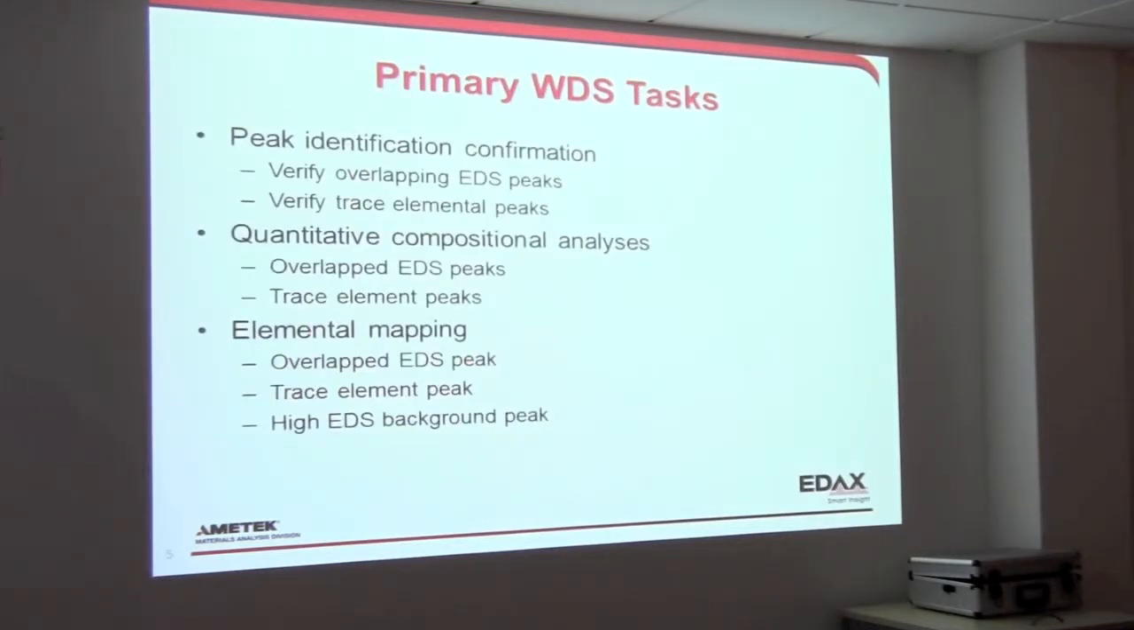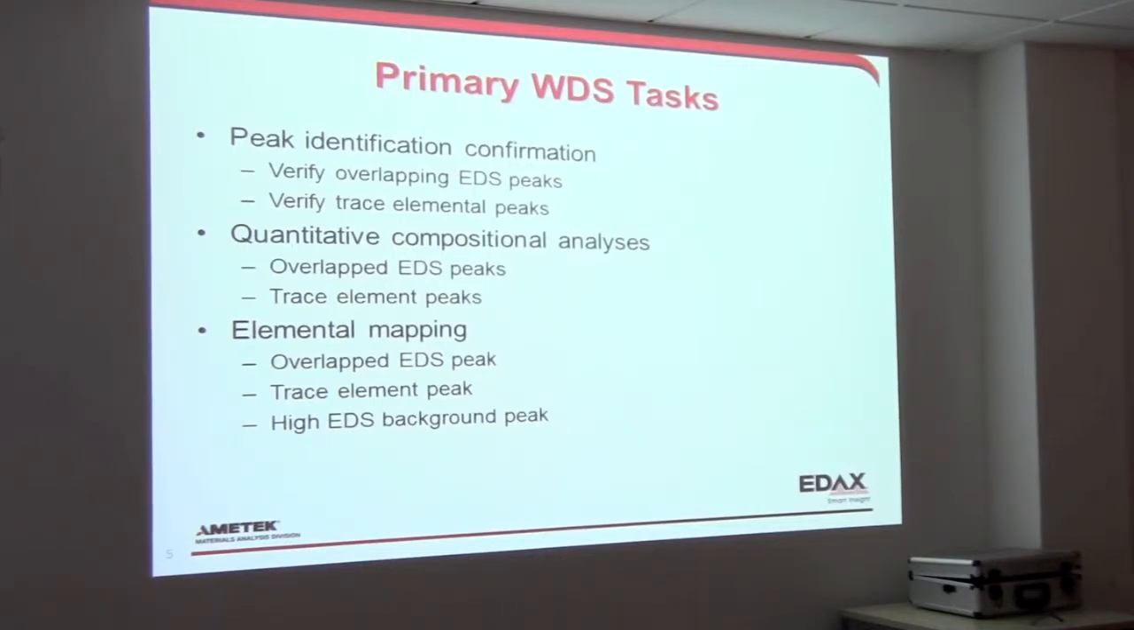So we want those benefits, so what tasks do we want to do? You really want to use the WDS for a task the EDS cannot do. So what tasks does EDS have problems with? Well, peak identification confirmation, peak overlaps. That's what you're looking for. And then sometimes trace elements. Then quantification, composition analyses, as we saw in the previous two talks, with overlapping peaks, usually with trace elements again. Elemental mapping, overlapped EDS peaks and trace elements, and if it has a high EDS peak. So you see where it's coming down to. This is where WDS has its primary advantage: overlapping EDS peaks, trace elemental analysis. That's why you have a WDS.